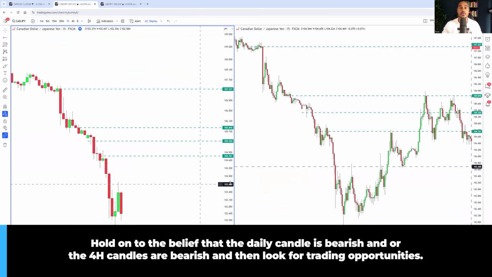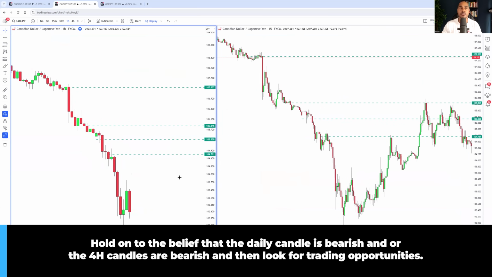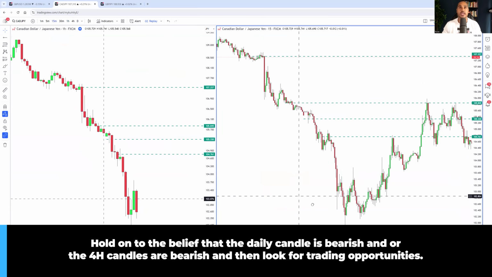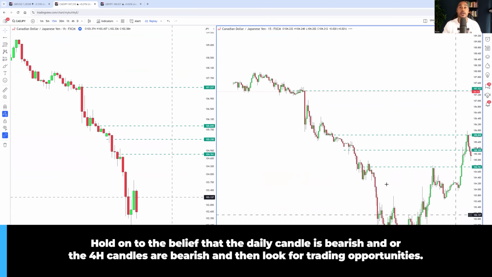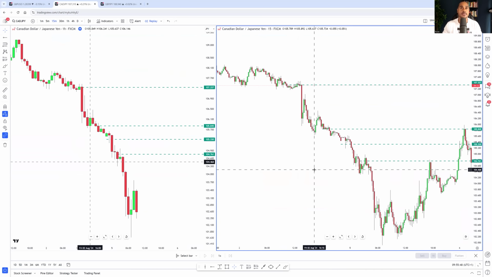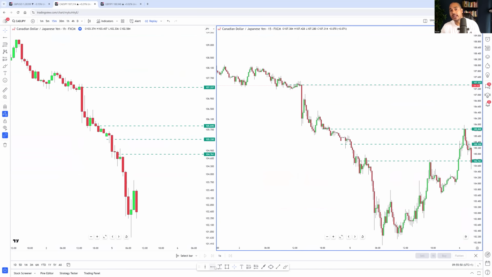All we need to do is hold on to the belief that the daily candle is bearish and or the 4-hour candles are bearish, and then look for trading opportunities. I don't care how you do it, and it doesn't matter how you do it as long as you hold on to the belief system.